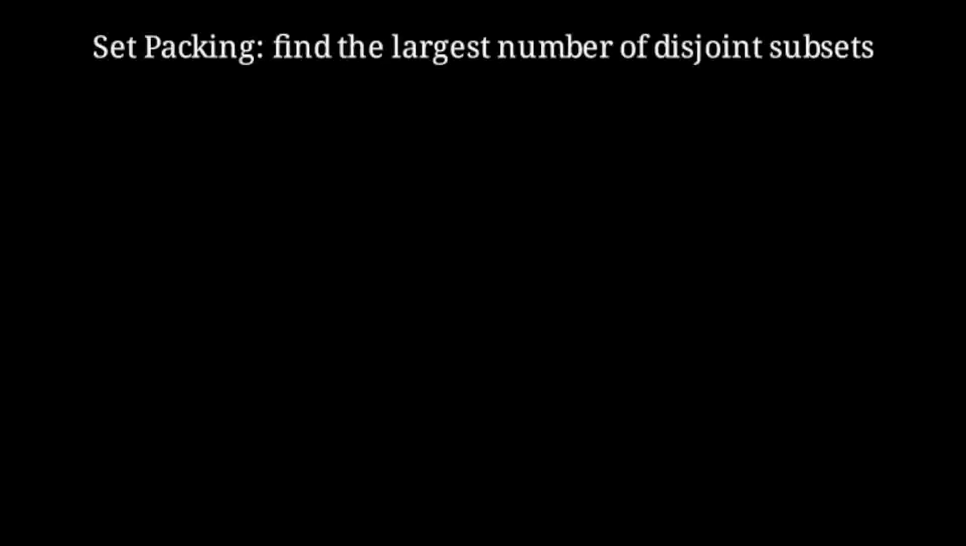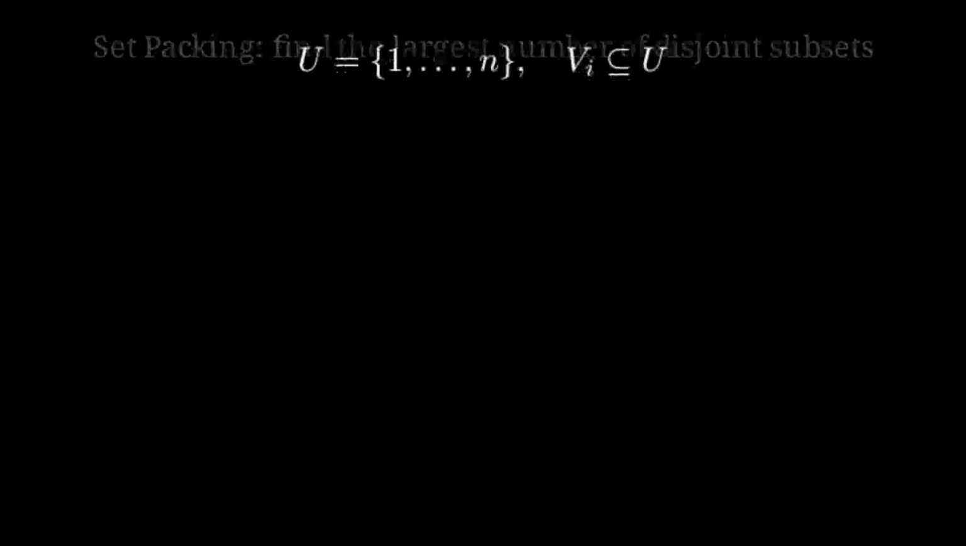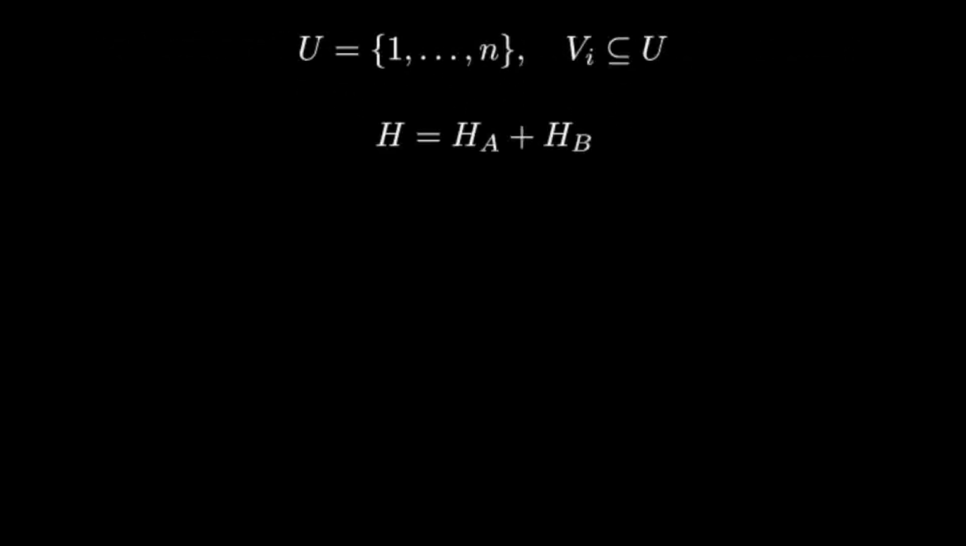Let's state the problem more formally. Consider a set U and Vi be subsets of U. We will construct our Hamiltonian using two parts.